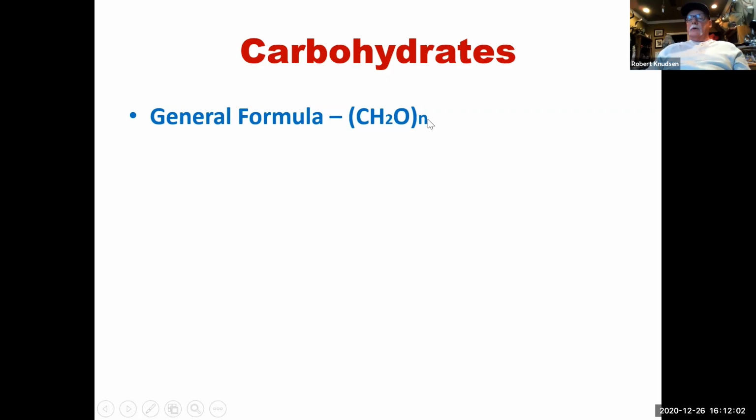All right, general formula. CnH2nOn. N means any number. Okay, so if this number is 6, I'll show you how this works. If this number is 6, we have C6, 2 times 6 is 12, H12, O6, glucose. You see? So this is the general formula. It means there's 2 more hydrogens than there is carbon and oxygen in a molecule. This N could be 100. Could be C100, H200, O100. Okay, generalized formula. You with me?